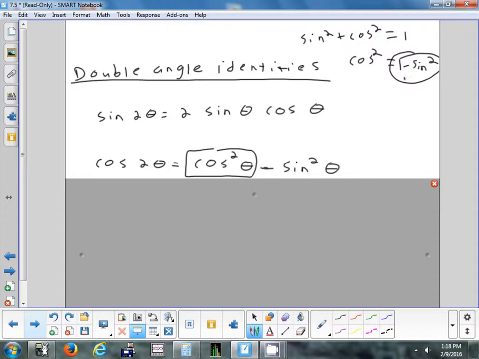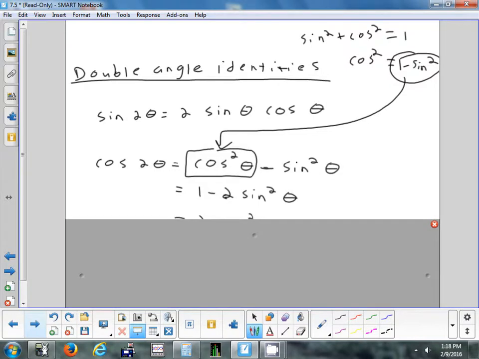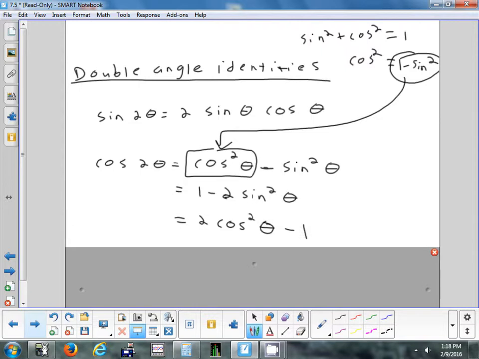Now, if you plug that in right here, that's going to give us the next version of the formula. So if you plug that in, you'd have 1 minus sine squared minus sine squared. What would that be? Yeah, 1 minus 2 sine squared. Now, if you rewrote this Pythagorean identity the third way, got sine squared by itself, it's basically the same thing, just flips around, and it's cosine squared.